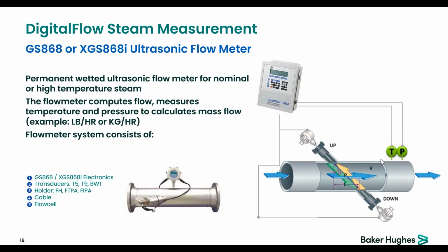Because if you have saturated steam, you need temperature or pressure, because it's saturated. If you are superheated, you need temperature and pressure so that the system will return the mass flow that you have in your steam line. Okay, so very important, the steam tables are embedded into our electronics so that you can output the mass flow, which is typically what is used for steam usage.